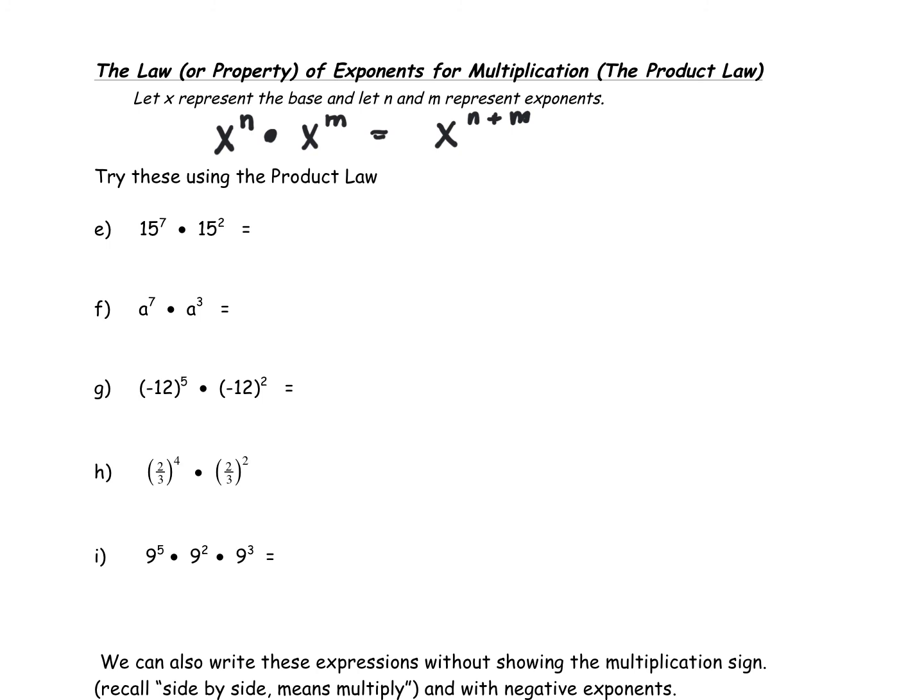We're going to keep the base, and we can only use this as long as we have the same base. Both of these expressions have the base of 15. We're going to take the exponents and add them. So we have 7 plus 2, so we're using this law, and then we want to finish it up by writing it in simplest form, which would be 15 to the 9th power.